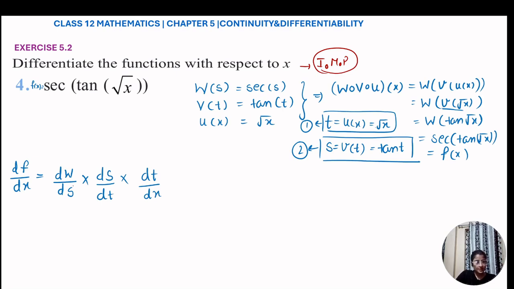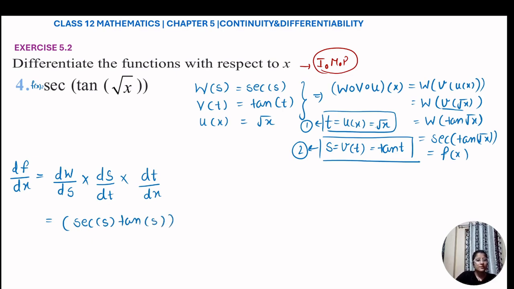As you can see, if this cancels out, at the end you come to find your df by dx. Okay, now let's find it. So we know that this is standard differentiation. We have to differentiate sec x. We know that the differentiation of sec x is nothing but sec x tan x. So here it is sec s tan s.